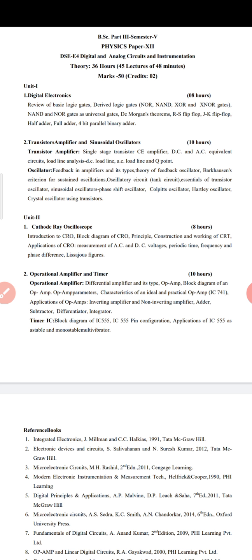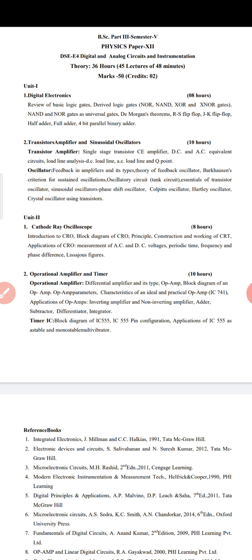Now let's see what our syllabus is first of all, because it is necessary to know what we have to learn and what we do not. You can see in the video that our syllabus is there, which is our paper number 12, digital and analog circuits and instrumentation. In the first unit it is digital electronics.